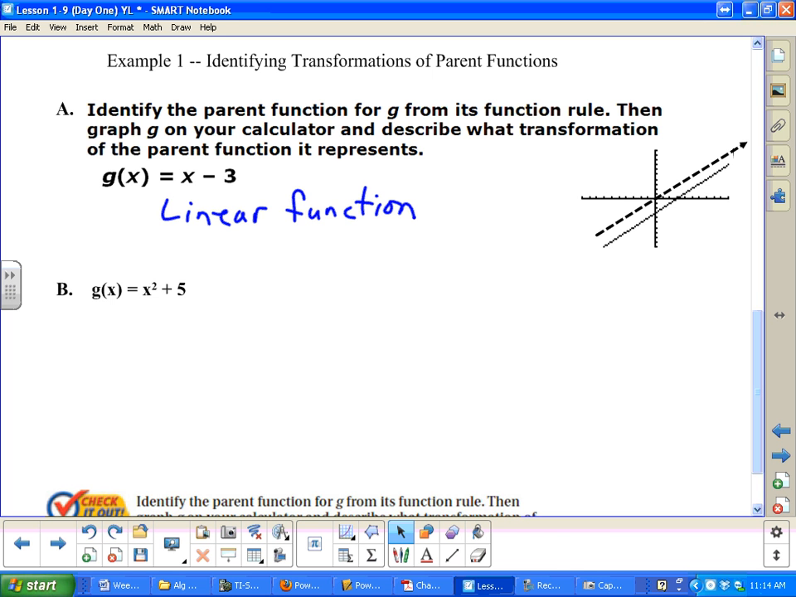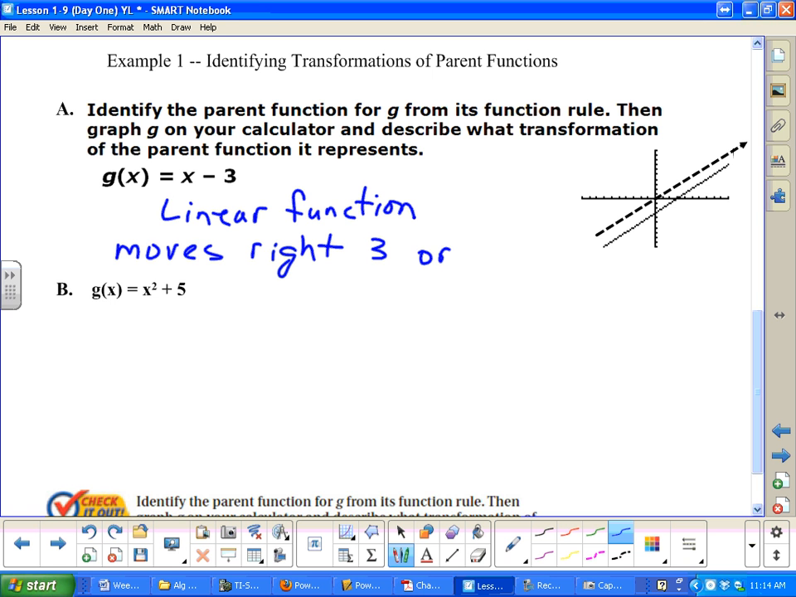Goes down 3. All right. So in this situation, we could say that it moves to the right 3 or moves down 3. Now, if I was going to do this one, I would be more apt to describe this as moving down 3 instead of up 3. Okay? And here's the reason why.